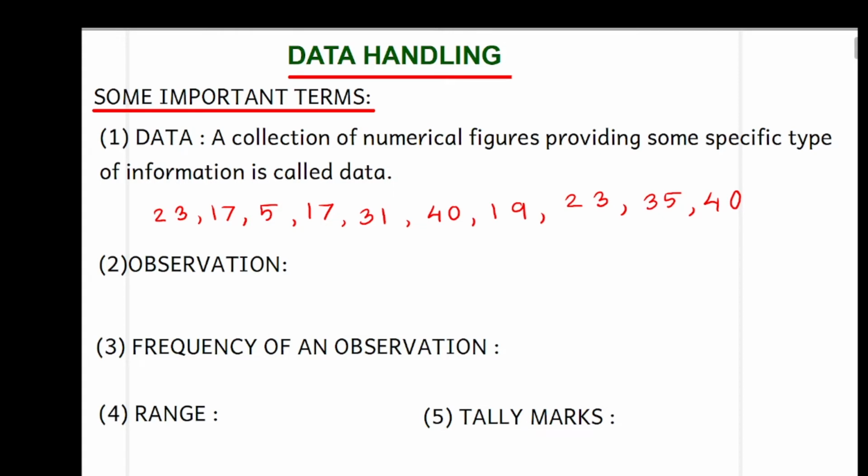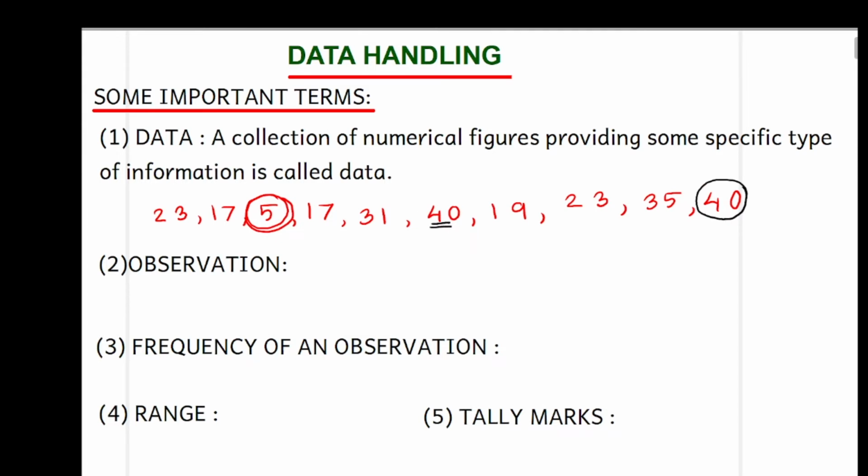Okay. Next, range. Okay. Now from this data we have to find out the highest and the lowest. Okay. Now what is the lowest value? 5 is the lowest value. And what is the highest value? It is 40. Okay, here 40 is also coming 2 times.